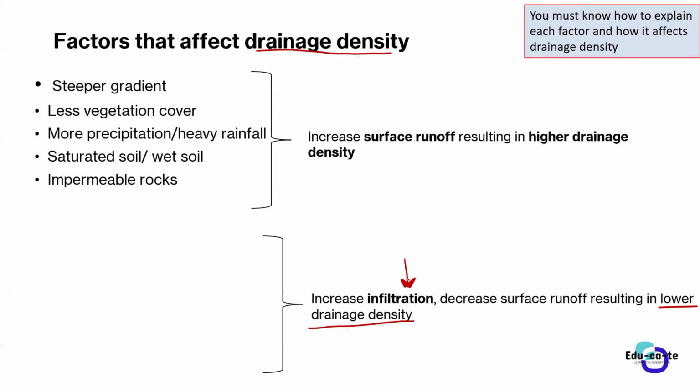So if there is more water sinking into the ground, there will be less water running off. And remember, guys, infiltration and surface runoff are complete opposites of one another. So when it rains, if more water is sinking into the ground, we say that there is more infiltration. It means that there will be less water flowing away from the catchment area.